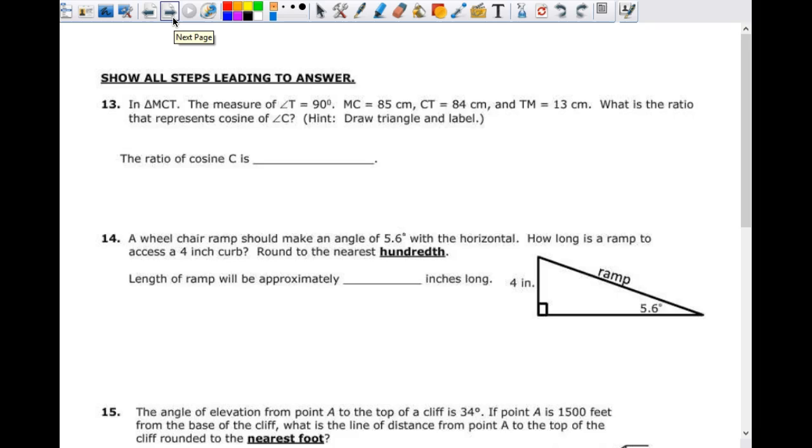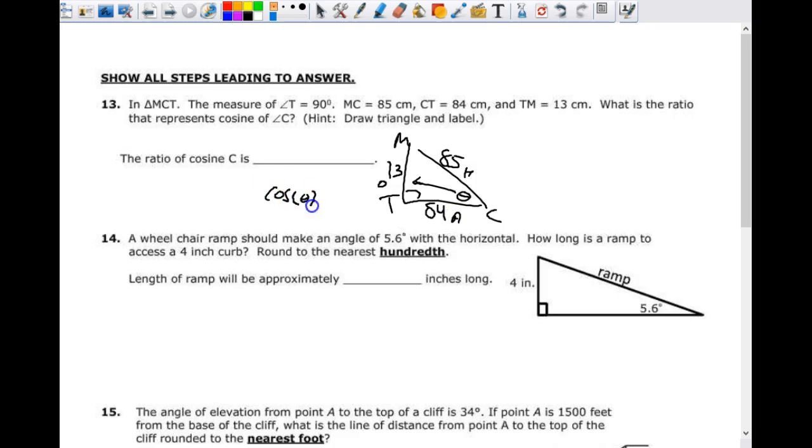All right, this one, you have to draw your triangle. It says T is 90 degrees, and we have M and C. MC is 85, CT is 84, and TM is 13. What is the ratio that represents cosine C? Reference angle is here. This is our opposite, this is our hypotenuse, this is our adjacent. Cosine of theta is equal to adjacent 84 over hypotenuse 85. So 84 over 85 would be the ratio.